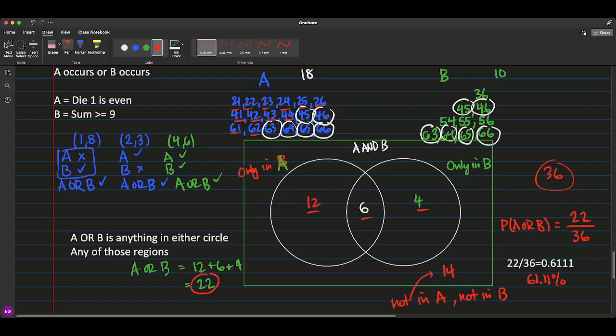Okay, so you can find the probability of A or B occurring by making the Venn diagram, finding the stuff that only occurs in A, finding the stuff that only occurs in B, finding the stuff that occurs in both, adding those numbers together, and then dividing by the total possible number of outcomes.